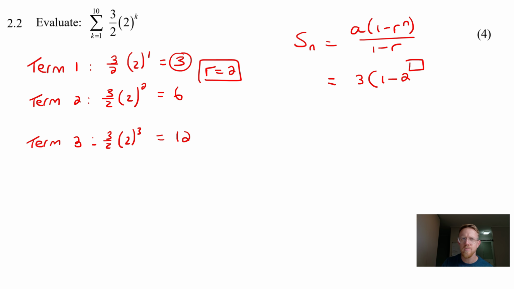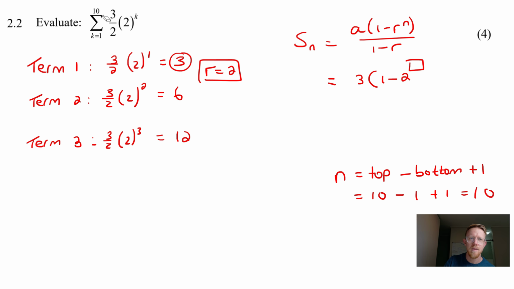Your number of terms is always going to be the top of the sigma minus the bottom of the sigma, and then you must always plus 1. So it's the top number minus the bottom number plus 1. In this case, it's going to be 10. But that doesn't mean that it's always whatever this number is. It's only because this number here is a 1 that the number of terms is the same as this. If this was a 2 or any other number, it would not be the same. So please always use this formula to calculate your n value.